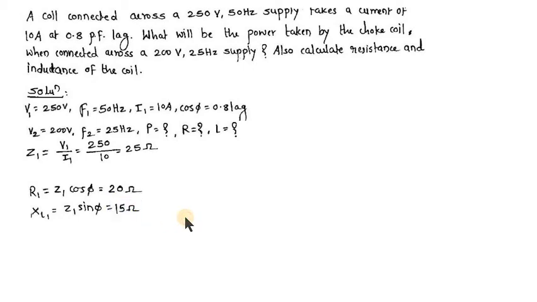So if I use the formula XL1 = 2πFL1 and rewrite it to obtain L1, what I get is XL1 upon 2πF1. If I substitute the value of XL1 obtained over here as 15 ohm and frequency in the first case as 50, what I get is 0.04774 Henry. So see, this is to be noted. What you did over here is you found out the inductance of the coil.